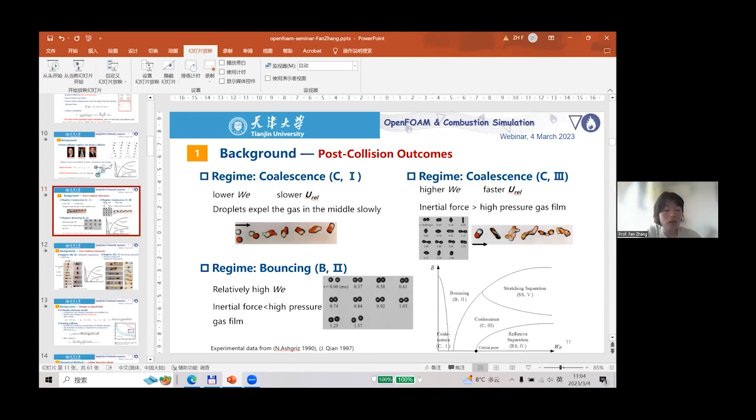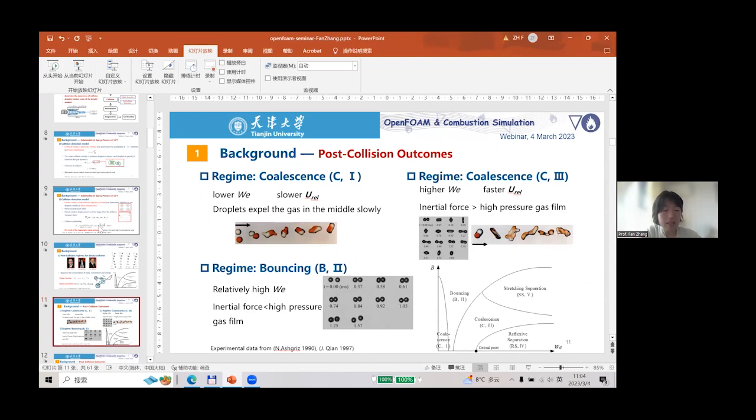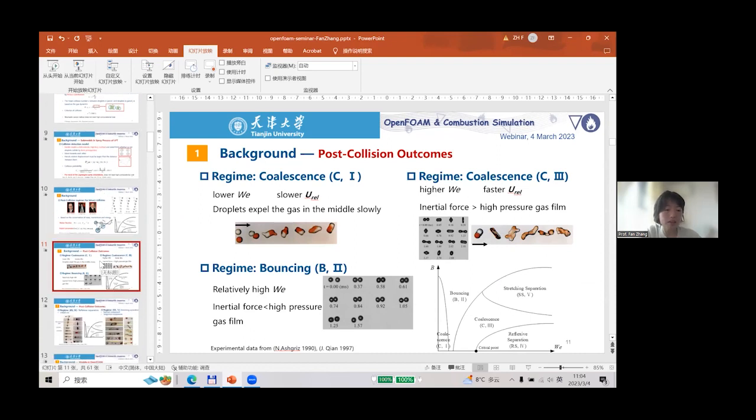I need to mention that in the first part of my study, we considered the exact collision, very detailed collision regimes. But in the spray case, the droplet collision model is not as important as the inter-impingement cases. So in that case, we didn't consider it.